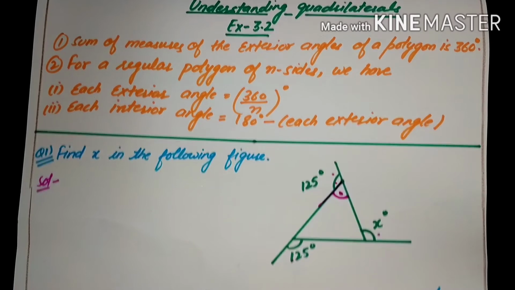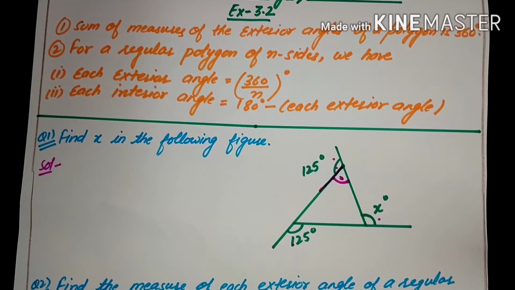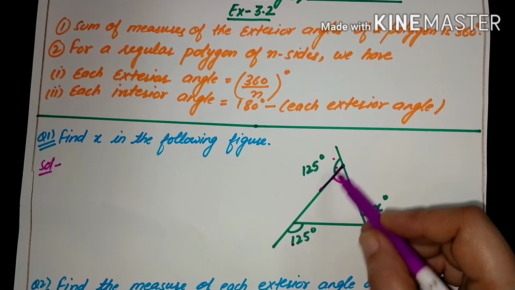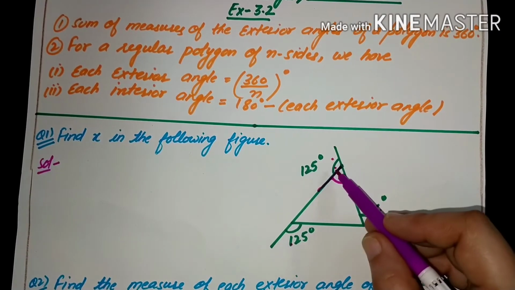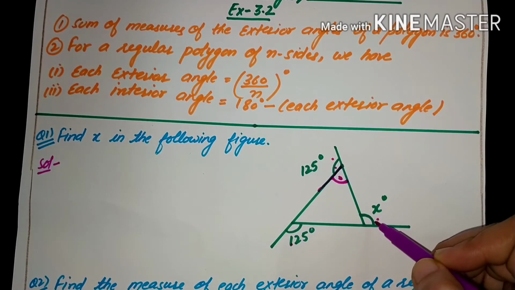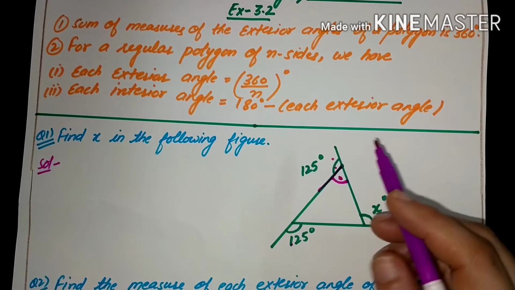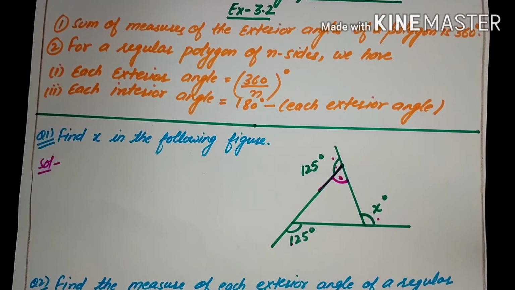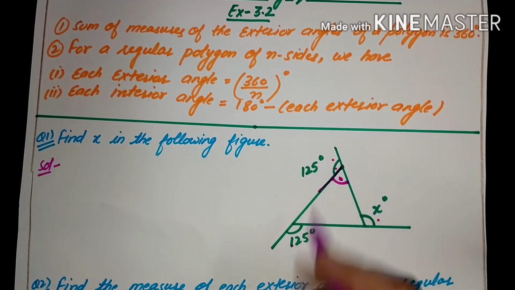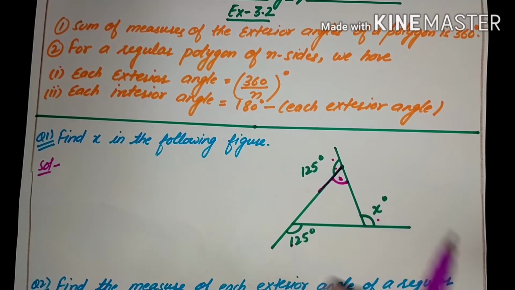Now, question number 1 we will start. Find x in the following figure. Here you have been given the exterior angles of the triangle. One is 125 degrees, the other is 125 degrees, the third is x degrees. So as we know, the sum of measures of the exterior angles of a polygon is 360 degrees. Therefore the sum of these three angles must be equal to 360 degrees.